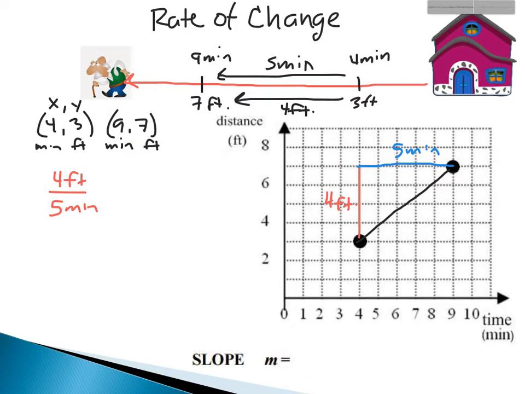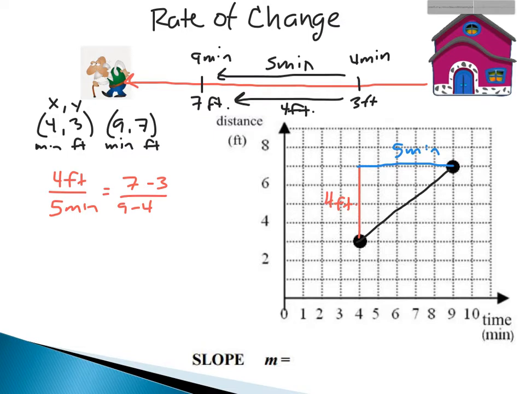What I did here, looking at the picture, is I took the feet and subtracted 7 minus 3 feet to give me 4. For the minutes, I took my 2 minutes, 9 and 4, and subtracted them. So I took 9 minus 4 minutes to give me 5, and that gave me 4 feet every 5 minutes.